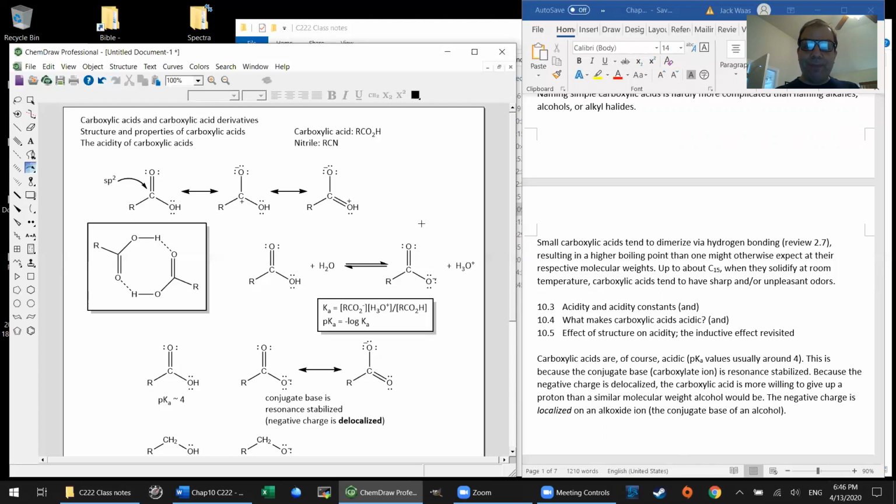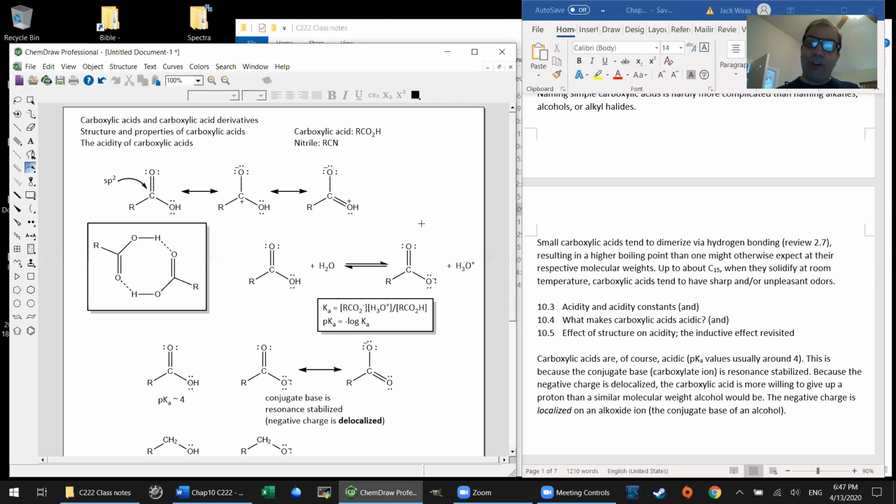But other things we can say about carboxylic acids, generally they smell quite nasty. And you're familiar with vinegar. Vinegar is an aqueous solution of maybe about 4 or 5% acetic acid. So just imagine how strong the pure stuff must be.